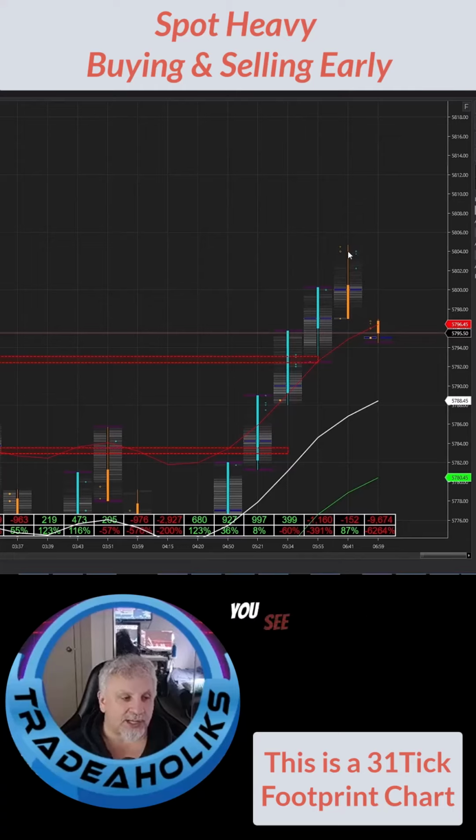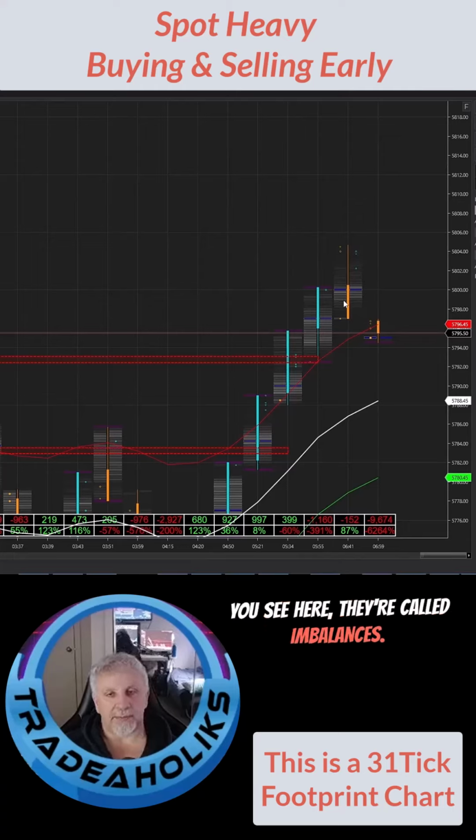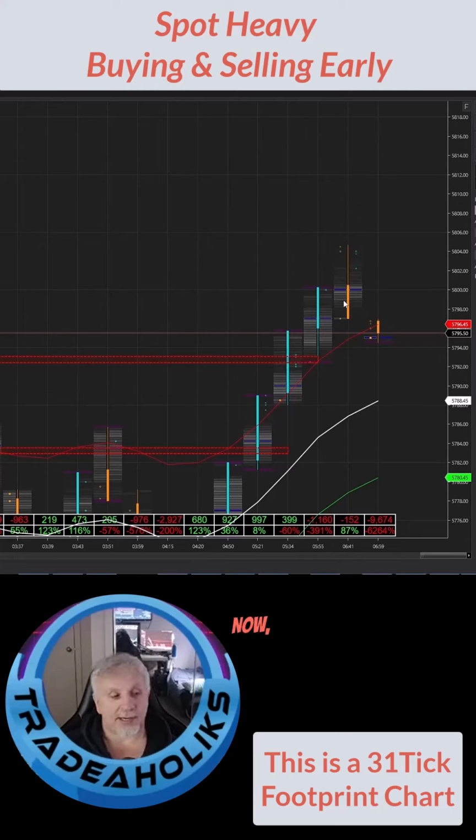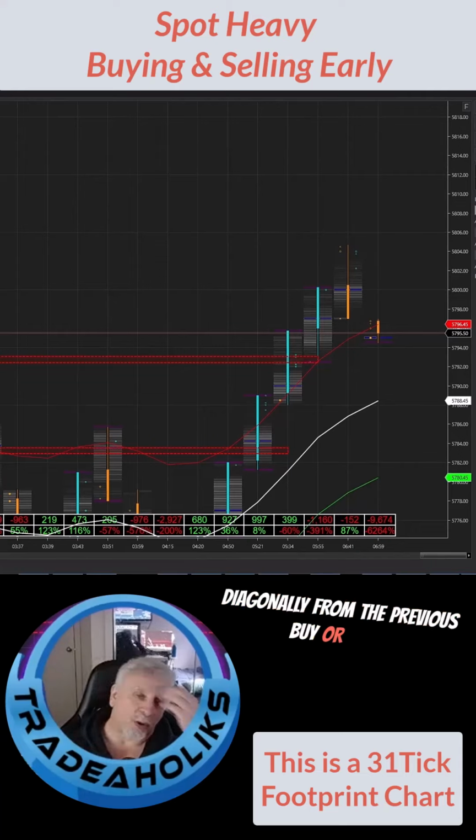These little dots that you see here, they're called imbalances. Now, if you know anything about the imbalances within a candle, it just means you've had more buys or sells diagonally from the previous buy or sell.